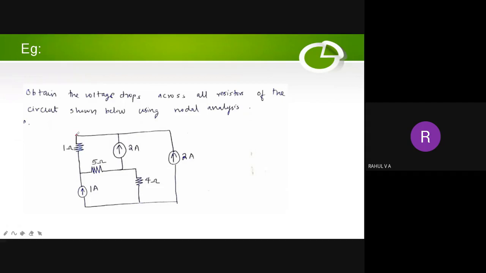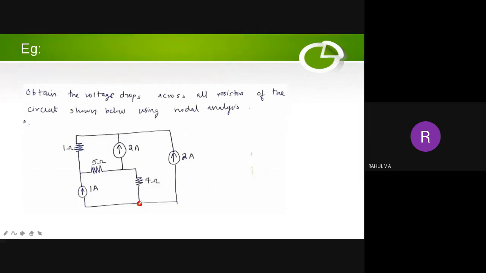So first we will analyze how many nodes are there. Here is a node, here is another node. These two connections are the same, no need to draw it. Here is a node, here we have a node, here we have a node. But this is a series node, so you can neglect it. Now, there are 4 nodes in this circuit.